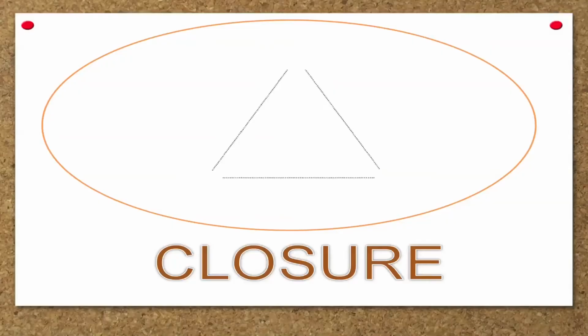Closure is the next law of perception. An incomplete figure will be seen as a complete one. For example, the following figure consists of incomplete lines that have gaps in them. It is perceived as a triangle despite the fact that its sides are incomplete. That means we have the tendency to close the sides or the ends.